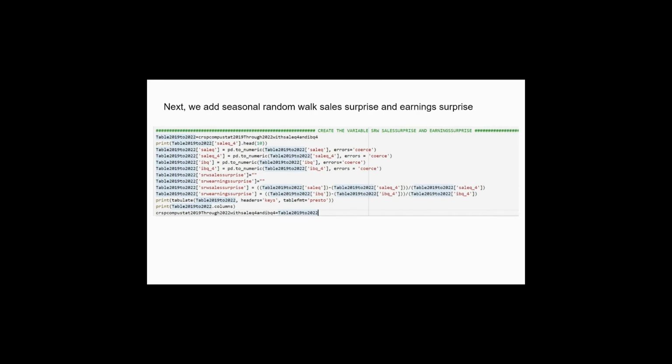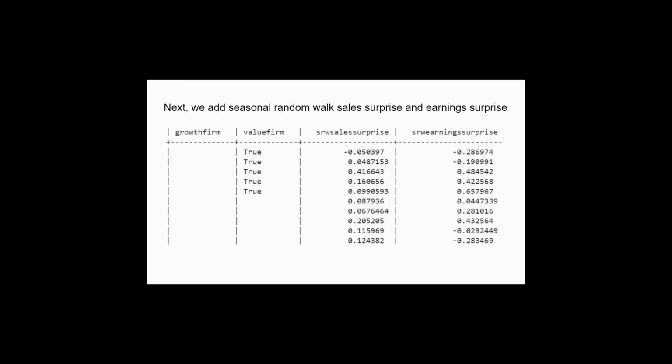So as I mentioned, seasonal random walk is this quarter minus 4 quarters ago divided by 4 quarters ago. So this is basically the change in sales from 4 quarters ago to this quarter, and the change in income or earnings from 4 quarters ago to this quarter, scaled by income 4 quarters ago and sales 4 quarters ago. Okay. So as you can see here, now we have seasonal random walk sales surprise and seasonal random walk earnings surprise.